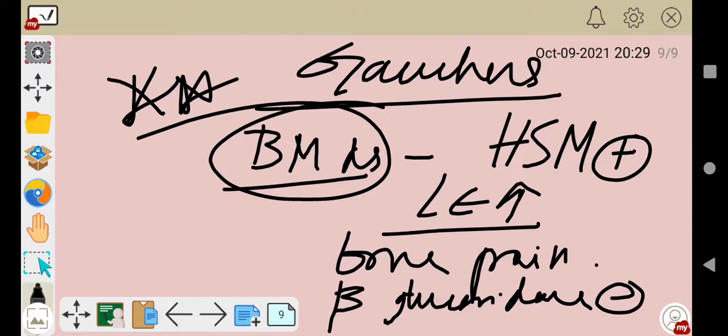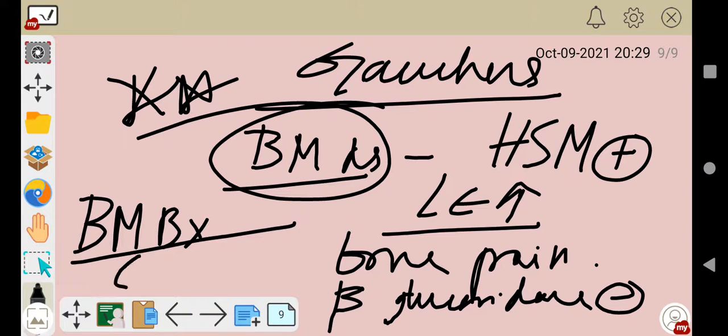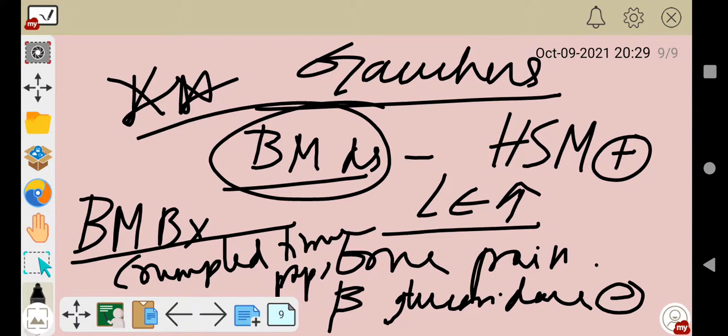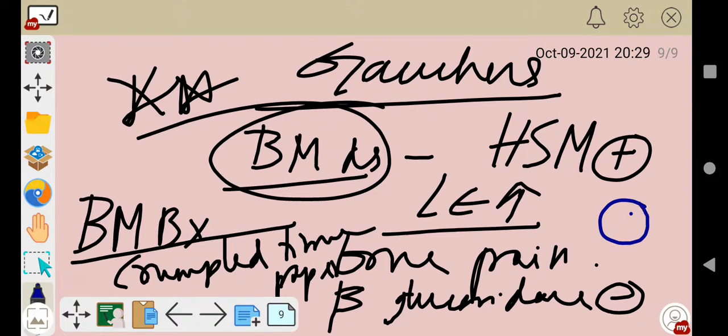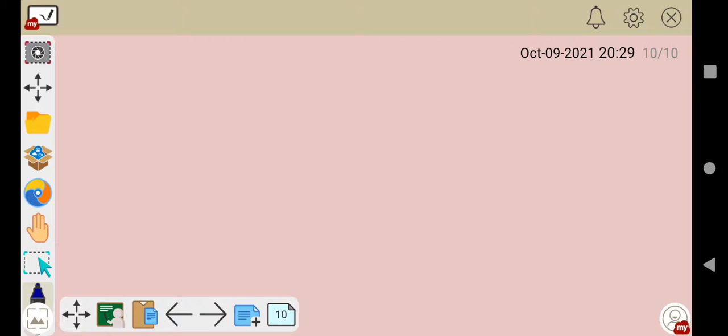And the main important thing is that there is a crumpled tissue paper appearance on bone marrow biopsy. So bone marrow biopsy shows crumpled tissue paper appearance. How does it look? I'm showing you with a diagram. Okay, this looks like something like this, like crumpled tissue paper. Okay. Next.